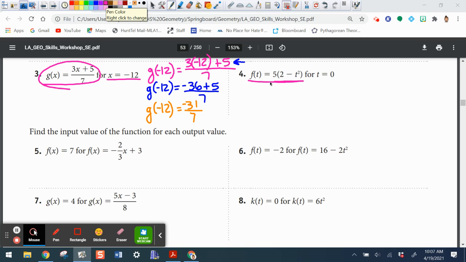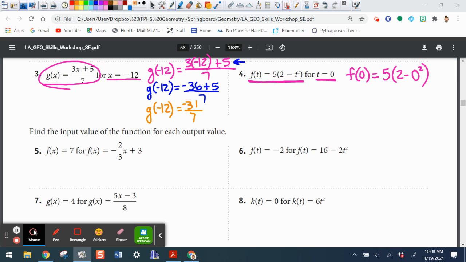So we have our function here, f of t equals 5 times (2 minus t squared) for t equals 0. So our input is 0. So f of 0 equals 5 times (2 minus t squared). Sorry about that. Go and replace t with 0. Not sure why I didn't do that.